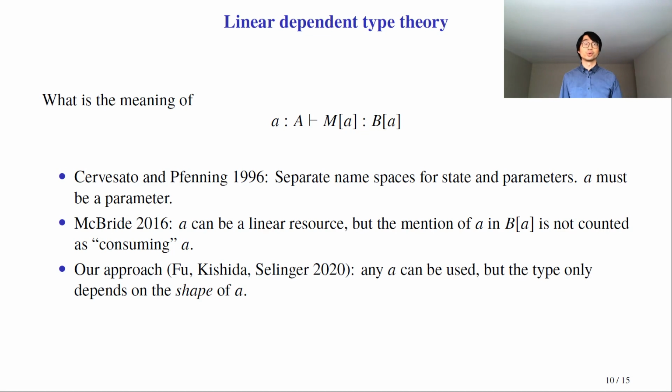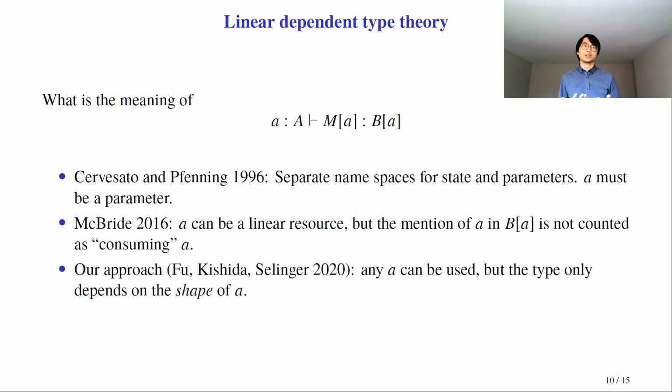So our approach to handle this problem is that we are going to allow the term A to be a resource. But when the resource gets mentioned at the type level, we say only the shape of the resource gets used. And the shape of a resource is considered reusable data.